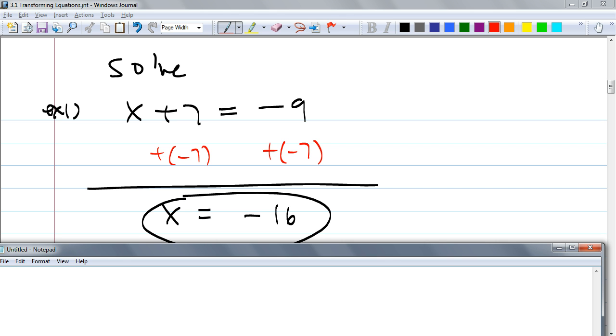James, how would you check it? You substitute it in, exactly. So you go to your original equation and plug it in, place of x, negative 16 in there, and as you can see, it's going to work out to be negative 9, right? Very easy. What property have we just used here to solve this equation?